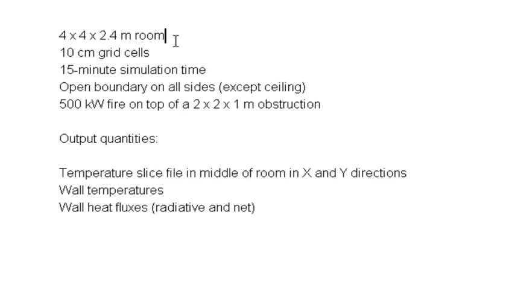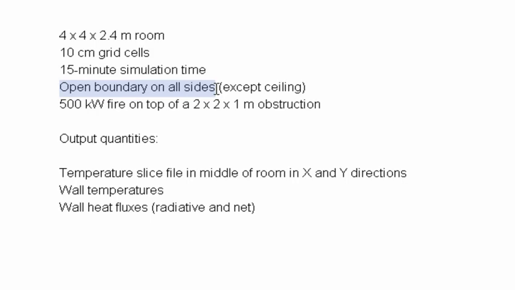So let's get started. First, I've created a basic specifications document which gives an overview of what I want to build in my model. So I'd like to have a 4x4 by 2.4 meter room. Those are the dimensions for the domain that I'm going to use. I'd like to have 10 centimeter grid cells, uniform on each side, and I'd like to have it run for 15 minutes of simulation time. I'd like to have open boundaries on all sides except for the ceiling.